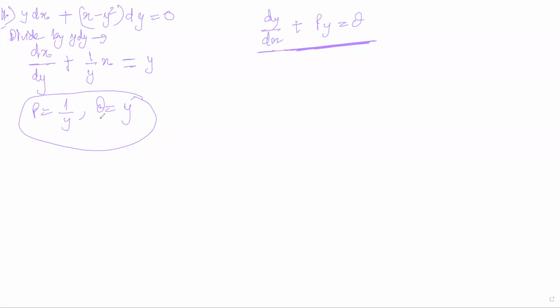So in 10th, I can directly spot e to the power x by y. It has to be homogeneous. You can check this. You'll have to solve it and then check it. But as soon as you spot x by y or y by x, you can directly move on to homogeneous differential equation. Just think about homogeneous, nothing else.